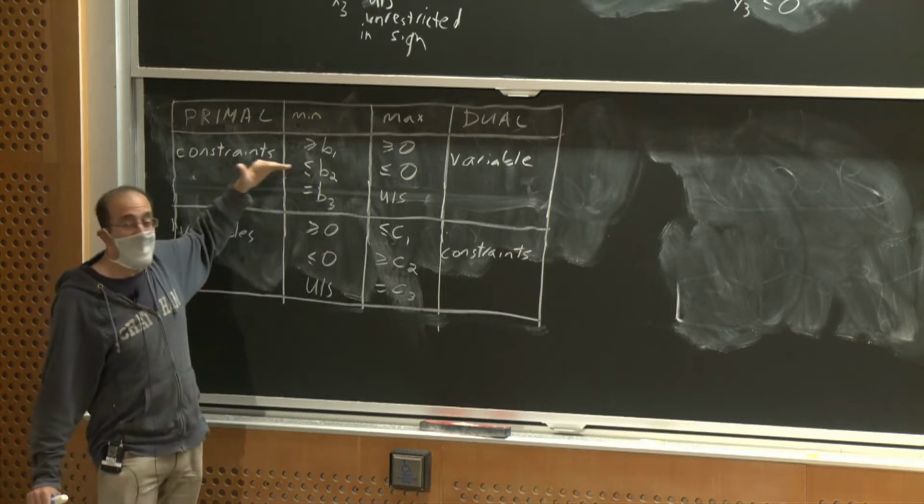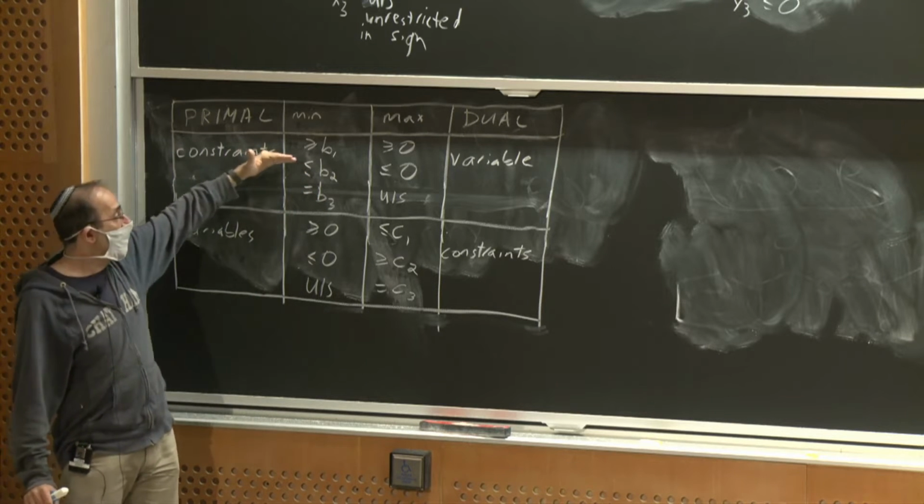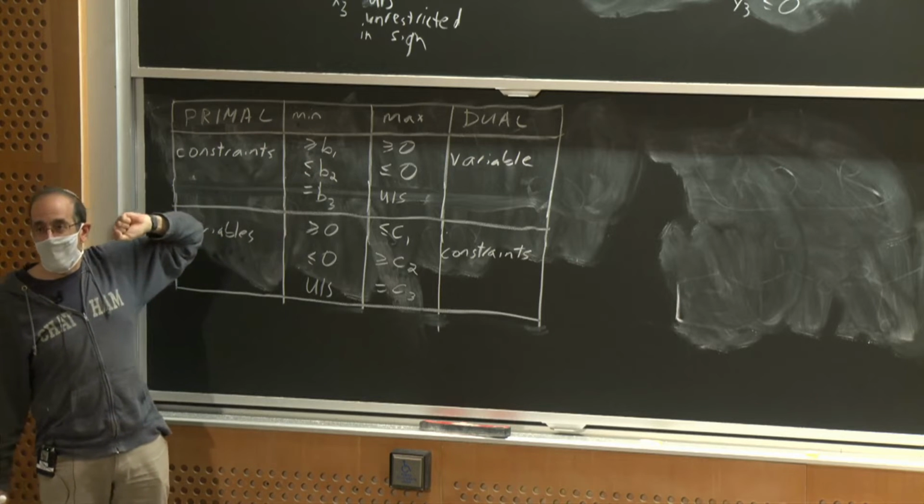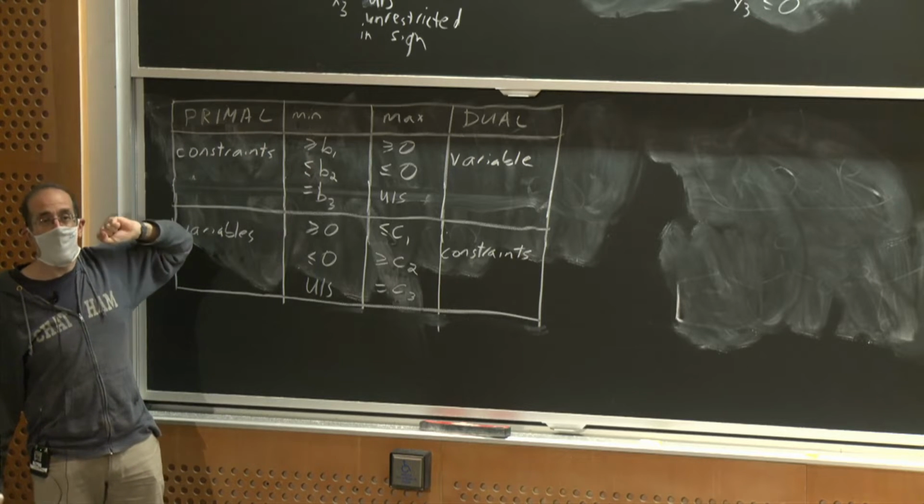And so for the same reason, if you're given a linear program where the constraints are in this form, this saves you the hassle of transforming that linear program. And you can just dualize it directly.